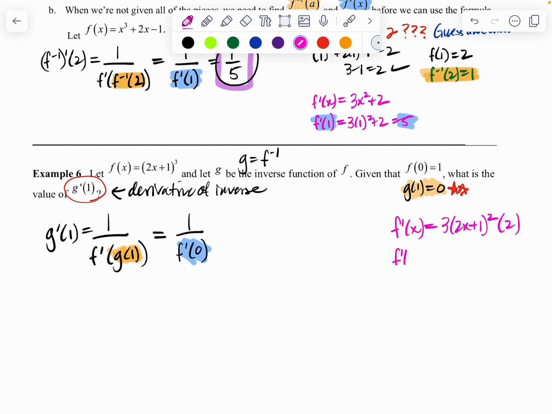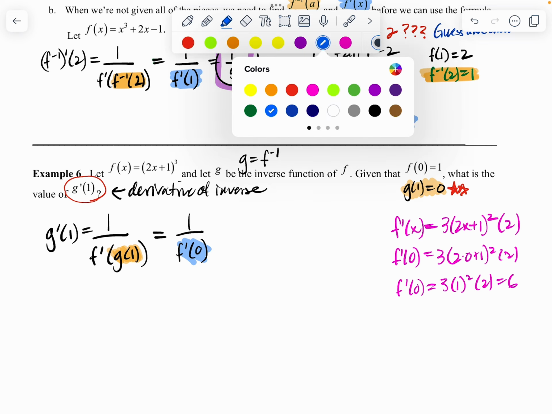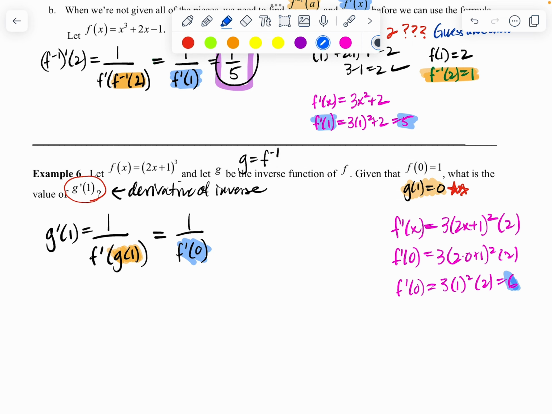And now we need f prime of 0. That's going to be 3 times 2 times 0 plus 1 squared times 2. F prime of 0 is 3 times 1 squared times 2, which is 6. Fantastic. Our life is easy. F prime of 0 is 6. So we get to just write this as 1 over 6. And that is our final answer.